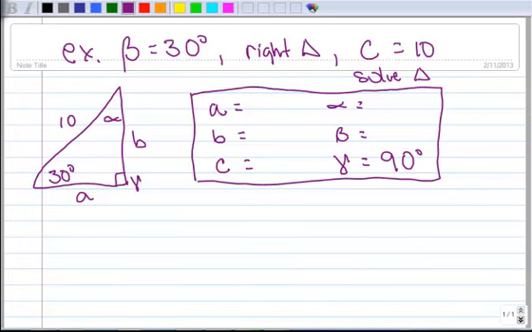So notice how the A of the side is kind of lined up in the chart with the alpha, the B is lined up with the beta, and the C is lined up with the gamma. And then notice in the figure how the side is opposite the angle.